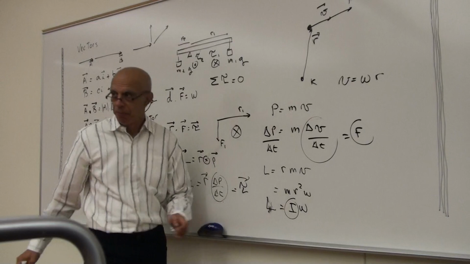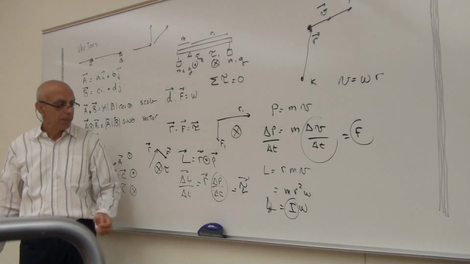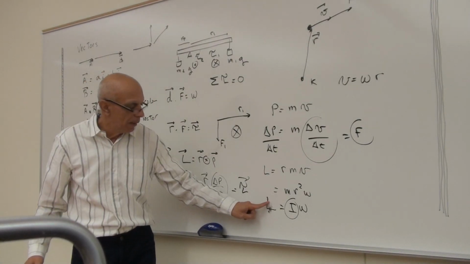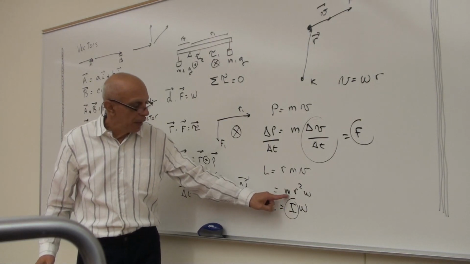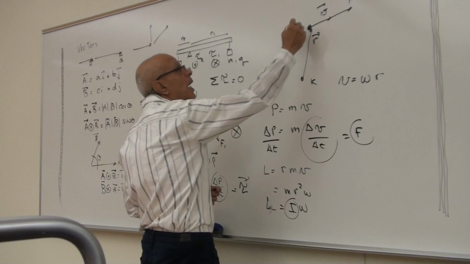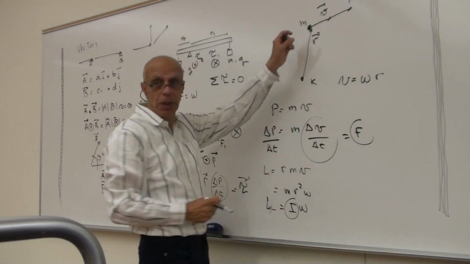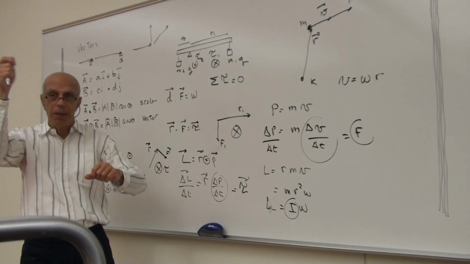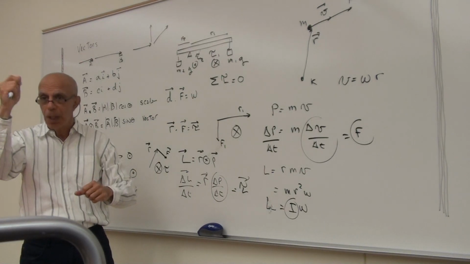Okay, so is I mr squared? Is it mr squared, right? And this is for m. This is m, so this is a little ball, right? And I have, let's say, a string, and it's moving around.